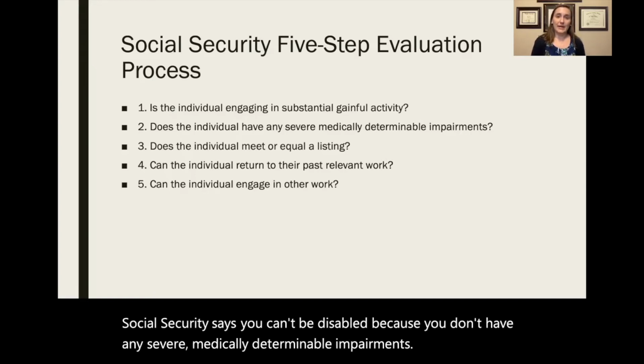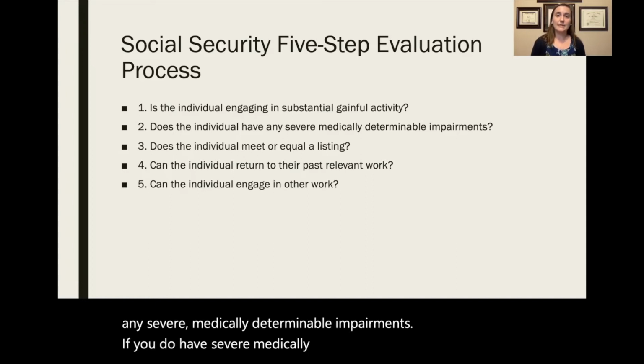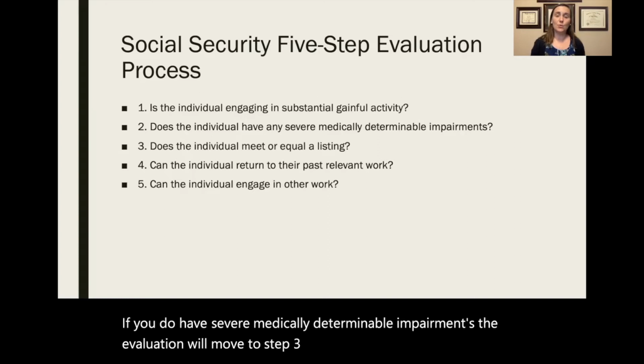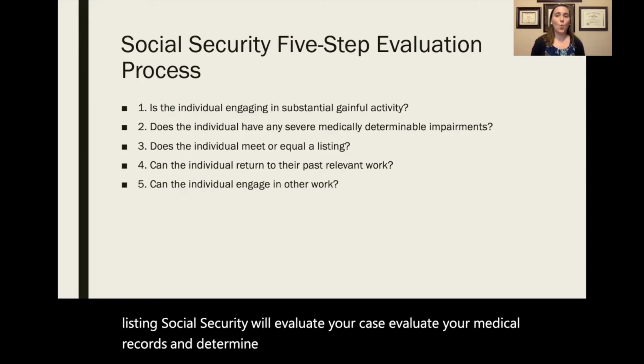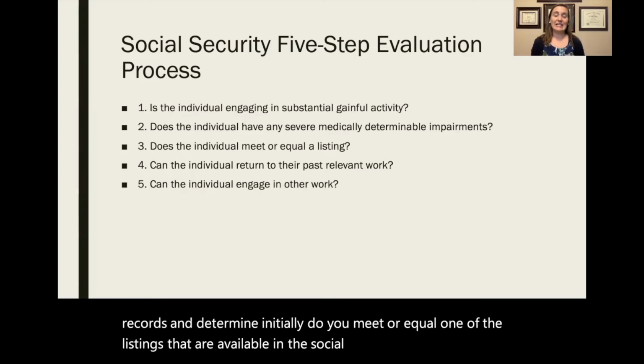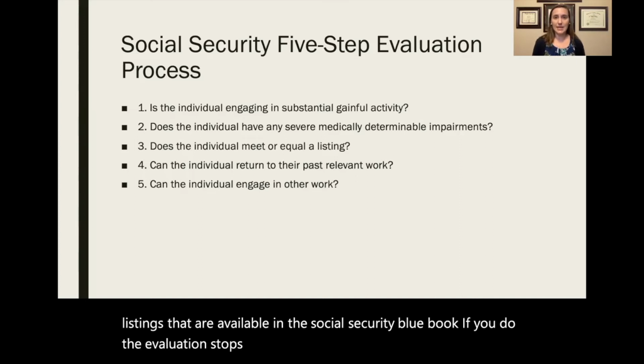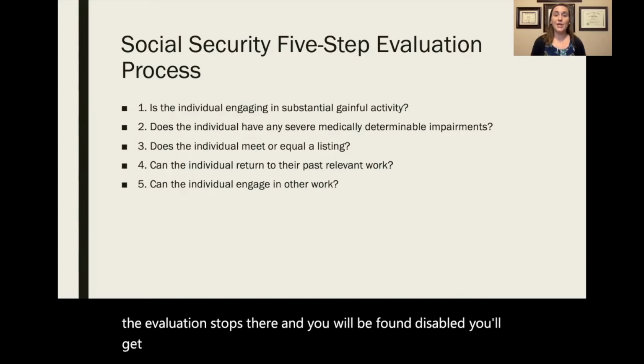If you do have severe medically determinable impairments, the evaluation will move to step 3, which is, do you meet or equal a listing? Social Security will evaluate your medical records and determine initially whether you meet or equal one of the listings in the Social Security Blue Book. If you do, the evaluation stops there and you will be found disabled. You'll get your favorable decision. You probably wouldn't be watching this webinar.